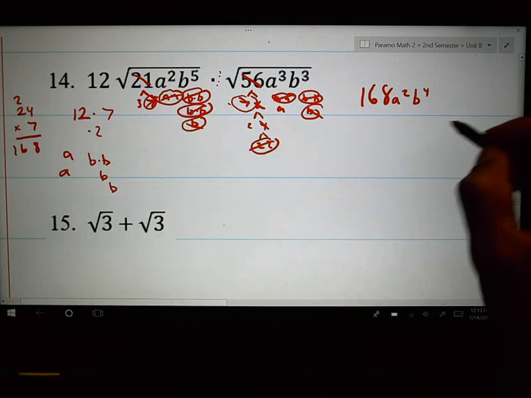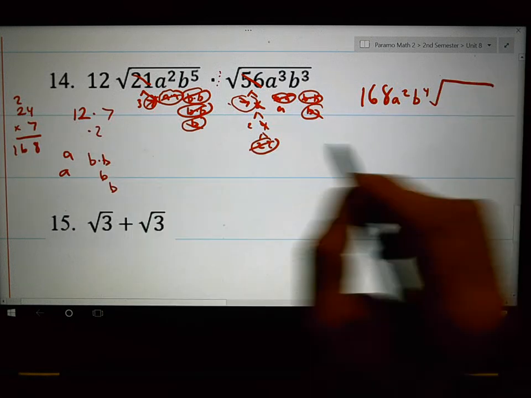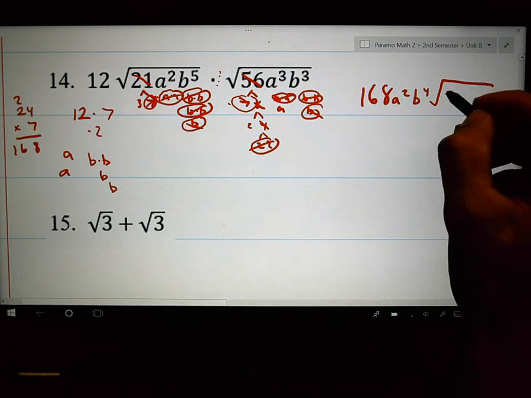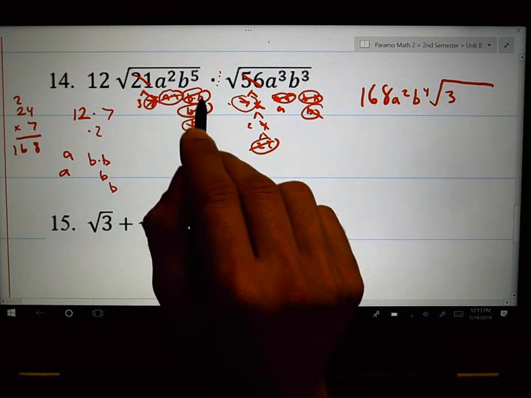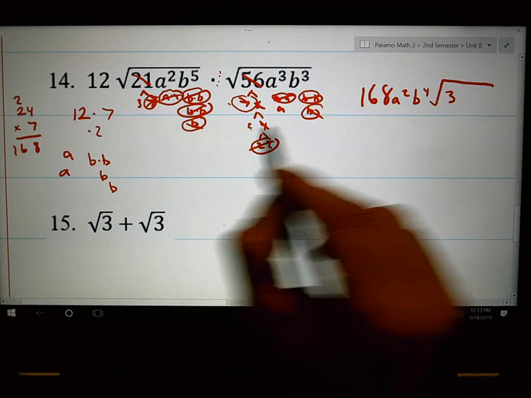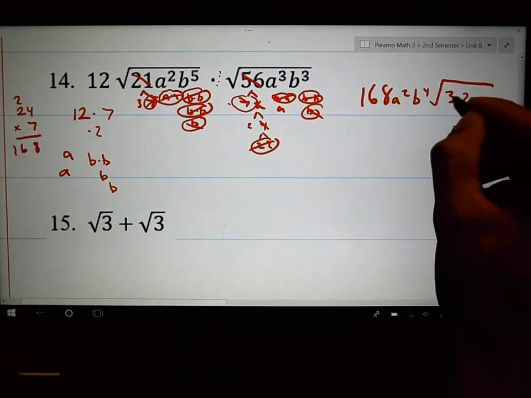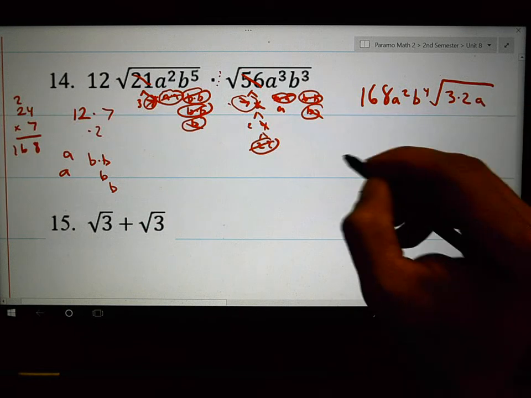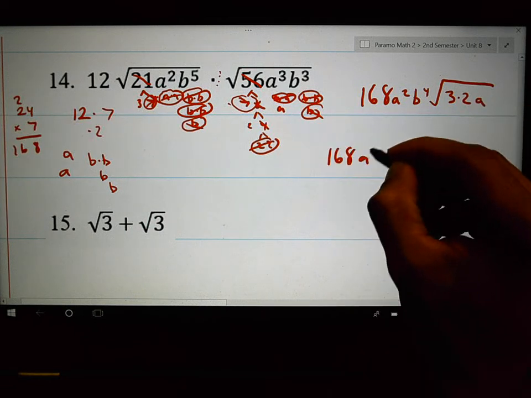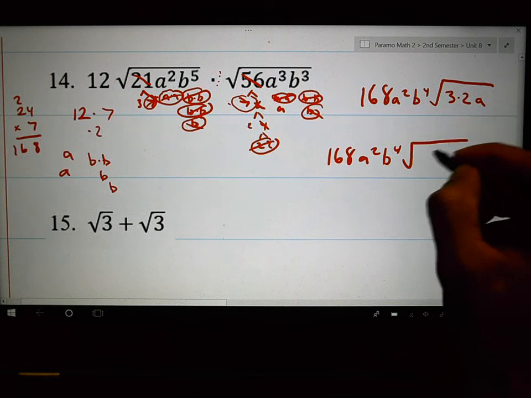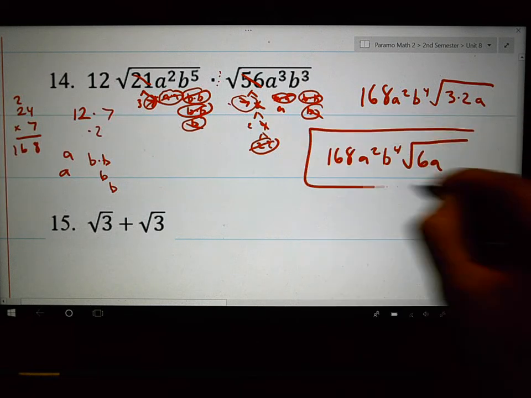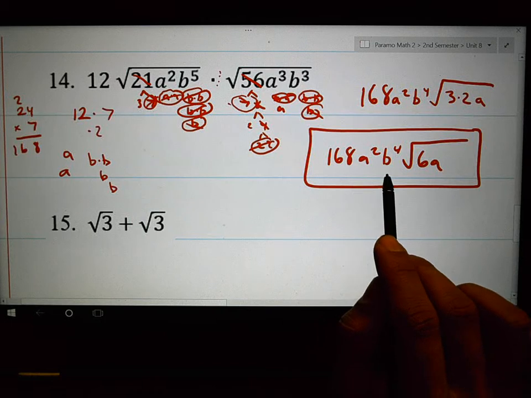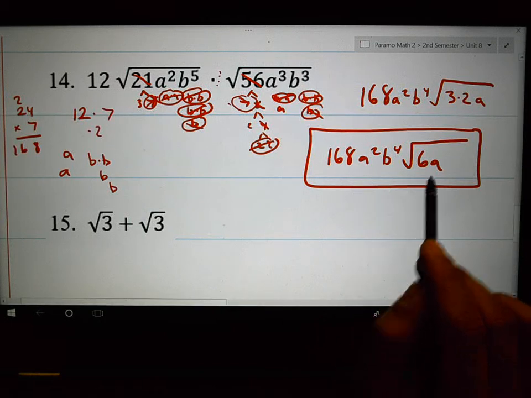And then everything else must be on the inside. Square root of 3 is on the inside. Nothing there, nothing there, nothing there. A 2 on the inside. That multiplies the 3. And an A on the inside. So my final answer is this. 168 A squared B to the 4th times the square root of 6A.